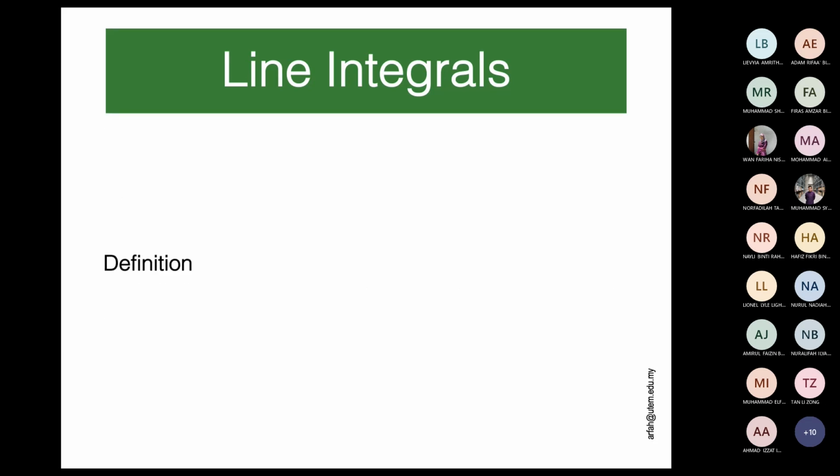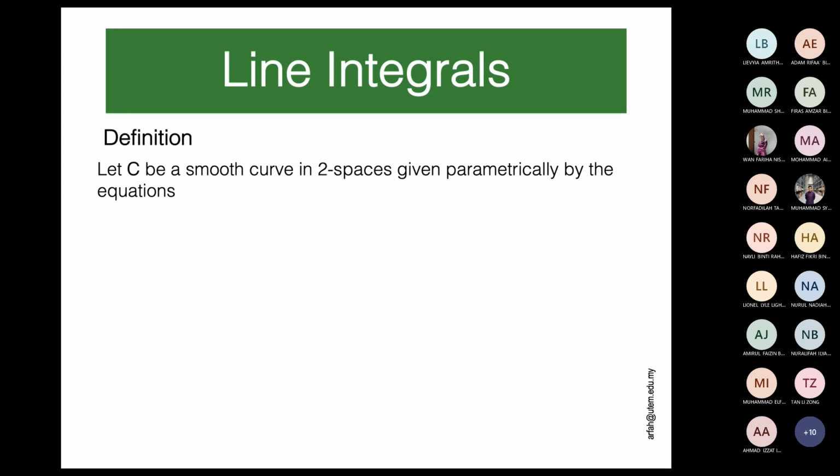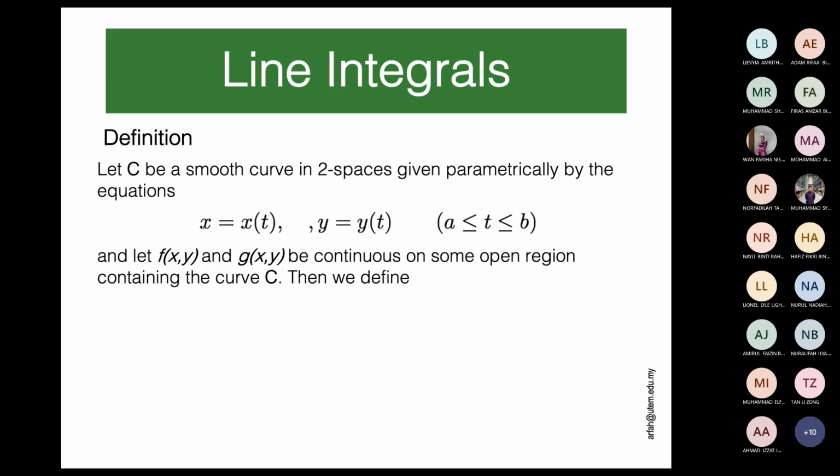So you are going to make use of this in the vector function part in the subject EMT. Okay, so the definition: let C be a smooth curve in two-space given parametrically by the equations x equals a function of t, where t normally represents time, and y equals a function of t, with t taking values between a and b. And let the functions f(x,y) and g(x,y) be continuous on some open region containing the curve C.